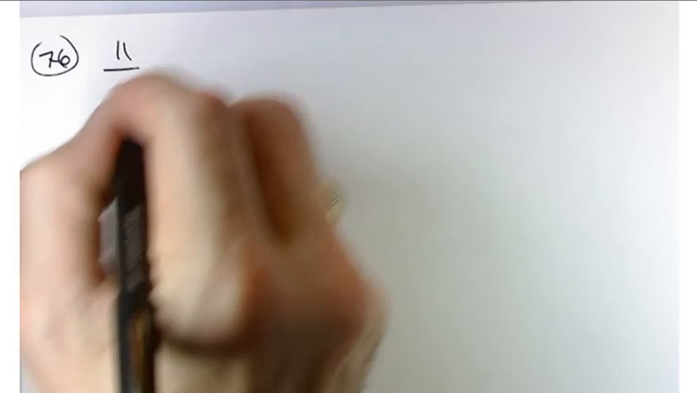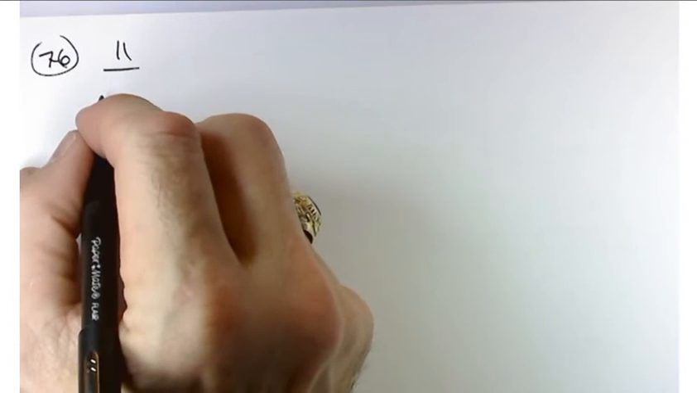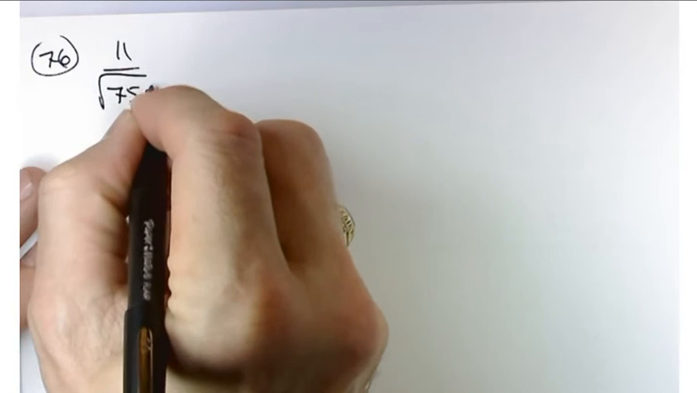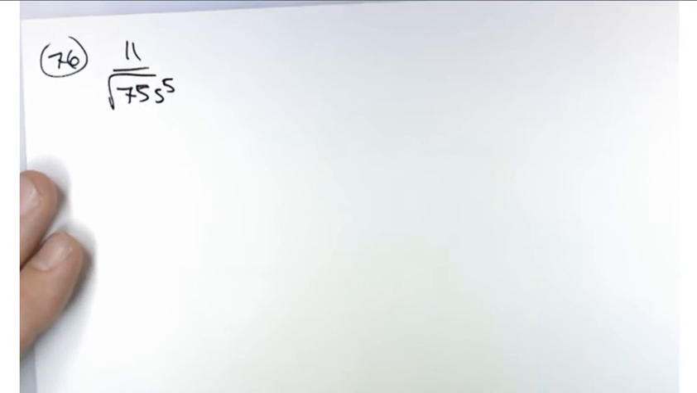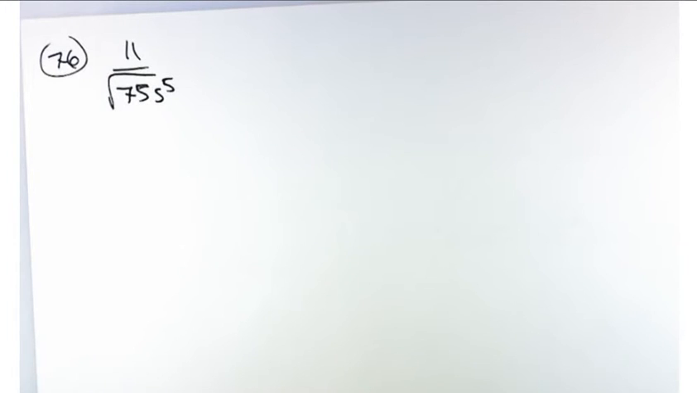Let's continue rationalizing denominators, and we'll work with problem number 76 next. 11 over the square root of 75 s to the fifth. They should make a law that makes it illegal to put 5's and s's in the same problem.